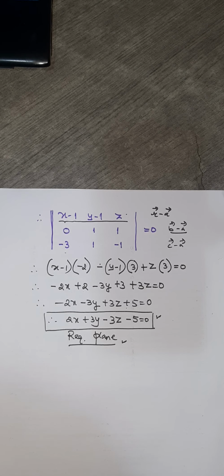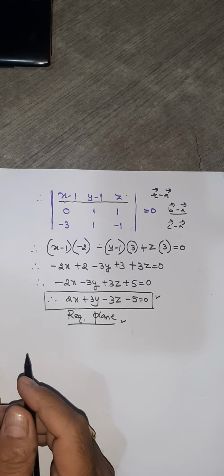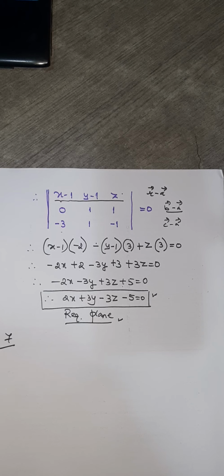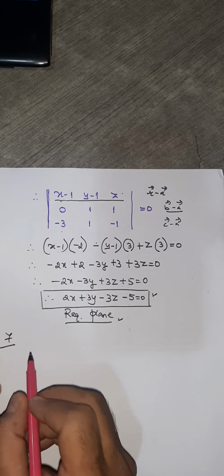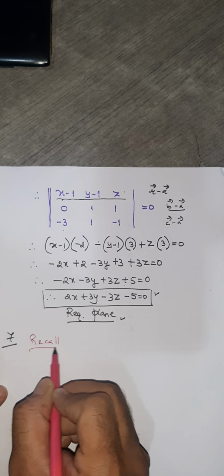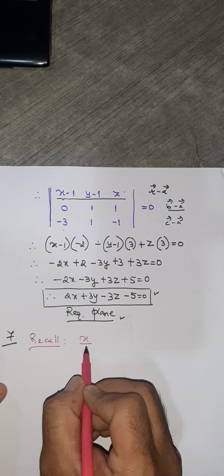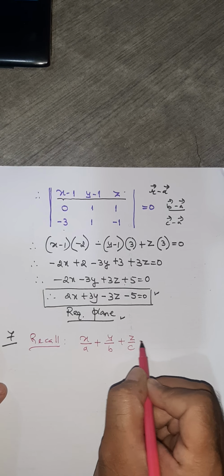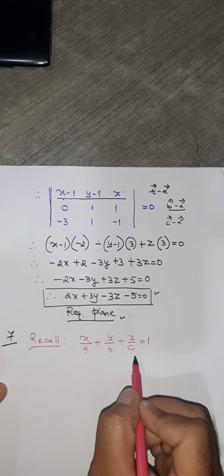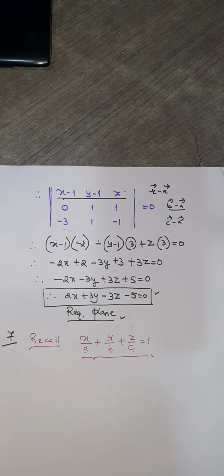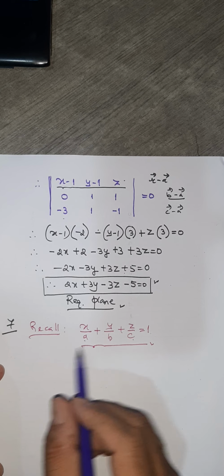Now next question, 7th question. What is asked? Find the 3 intercepts of this plane. So just recall the equation of the plane which has 3 intercepts: x upon a plus y upon b plus z upon c equals 1, where a, b, and c are intercepts. So we need to express the given equation in this form. The right hand side should be 1, remember.